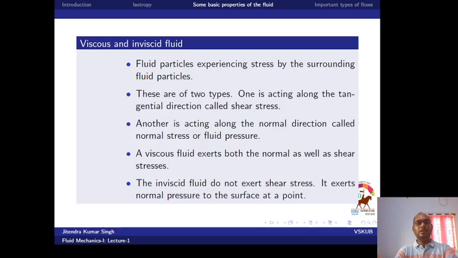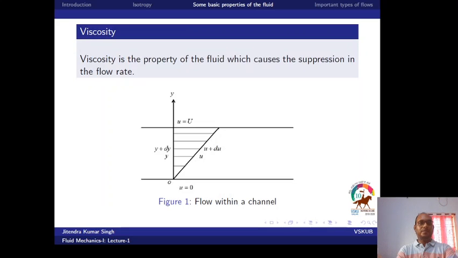So viscous fluids are those fluids which exert both the shear stress as well as the hydrostatic pressure or normal stress, you can say. But inviscid fluids are those fluids which do not exert shear stress, but exert the normal pressure at the surface at any point. Now, viscosity. Viscosity is a property of fluid which suppresses the flow rate.